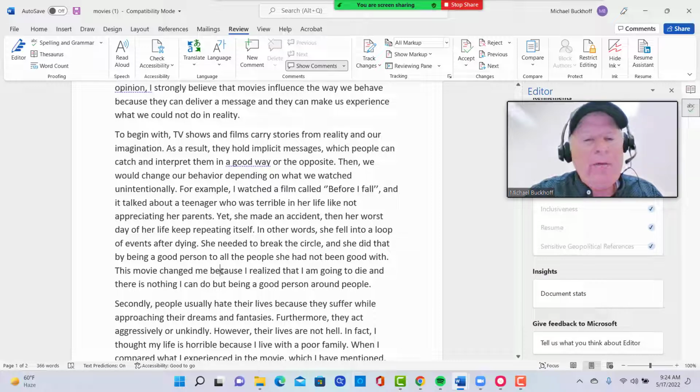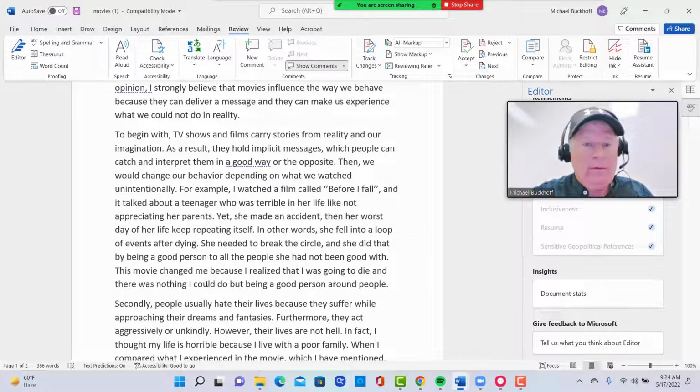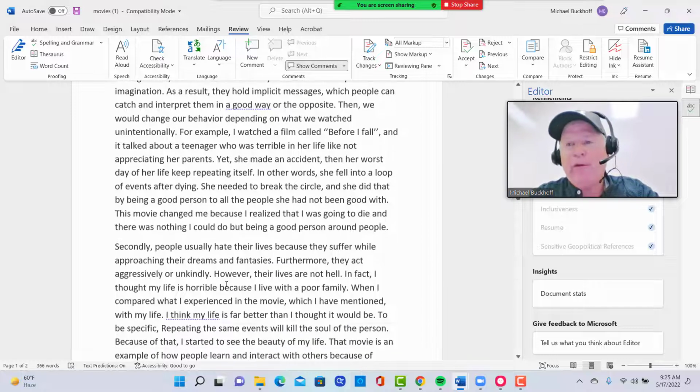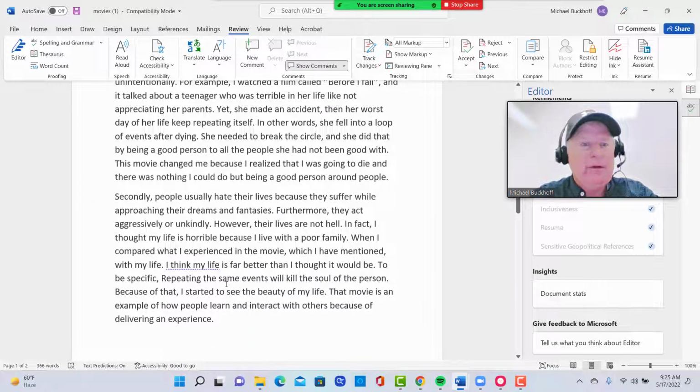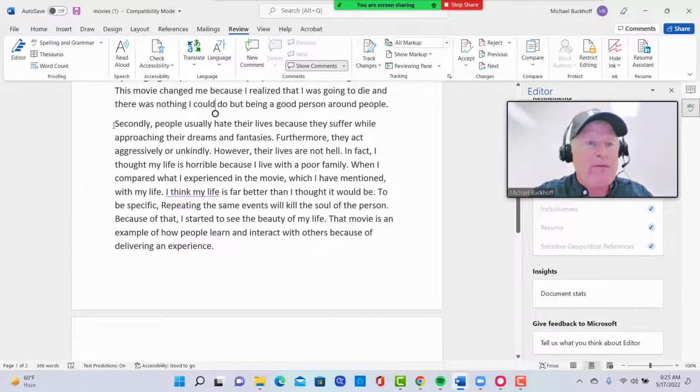Yeah, be careful about your verb tenses here. This movie changed me because I realized, notice how you went to, but I realized that I was going to die, and then there was nothing I could do but being a good person around people. So be careful about your verb tense shifts. Let's look at your next paragraph here.